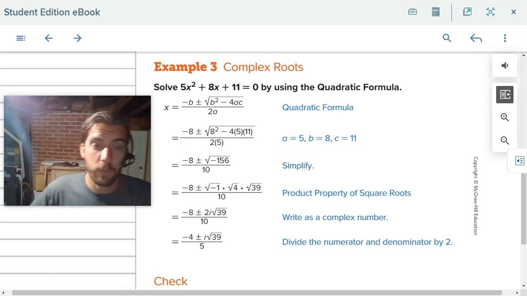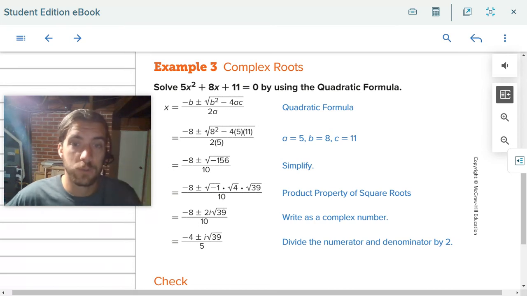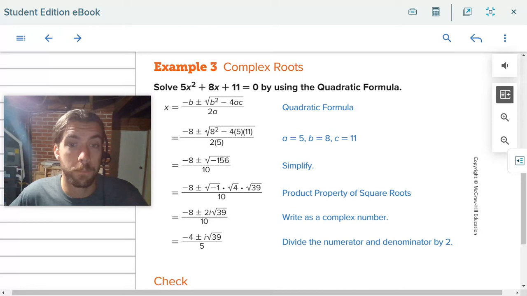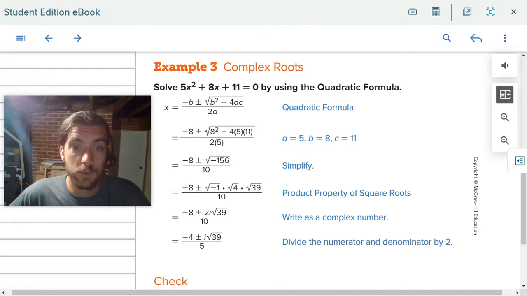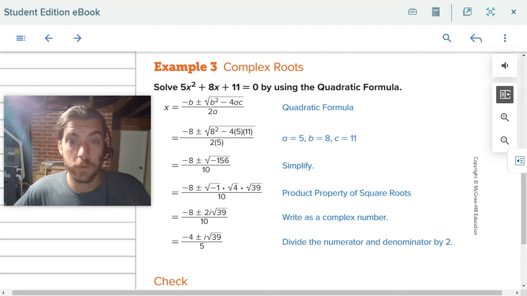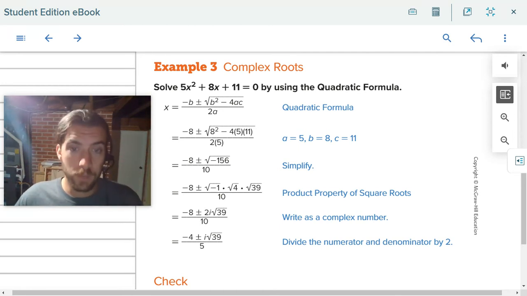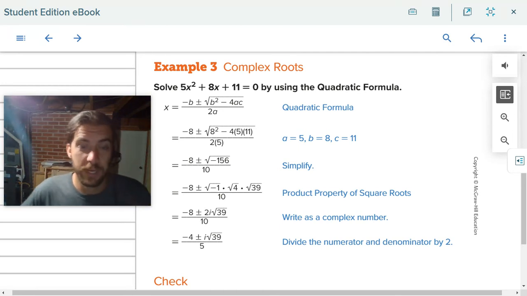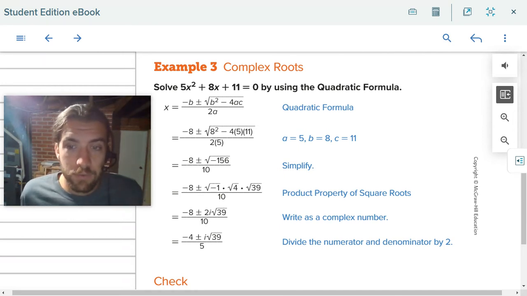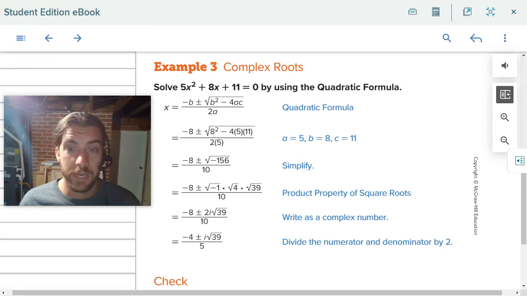Okay, in that fourth line, we end up with the square root of -1 times the square root of 4 times the square root of 39. Square root of 4 is our perfect square, so we can simplify that to 2. Square root of -1 is our i, so that's why in our fifth line we see 2i. Square root of 39, well, 39 is a prime number, so that doesn't go anywhere. And we can simplify in those last two lines by dividing everything on the top and the bottom by 2, just to simplify the numerator and denominator.